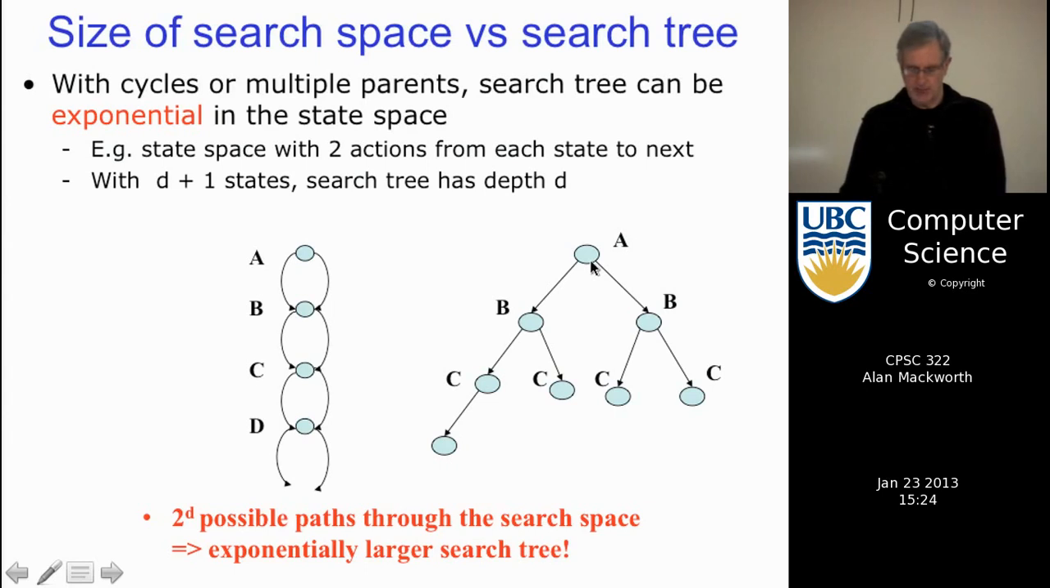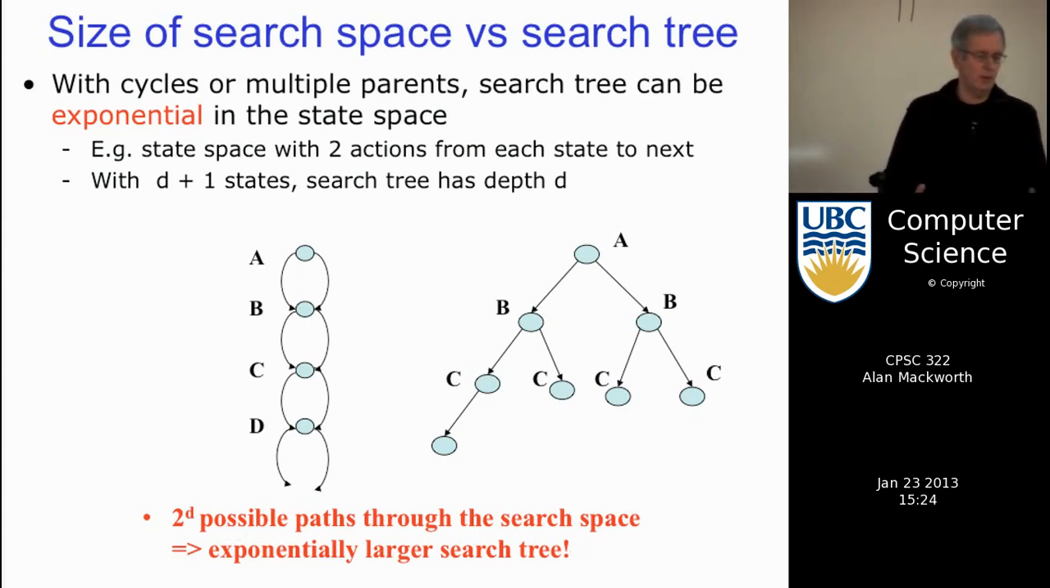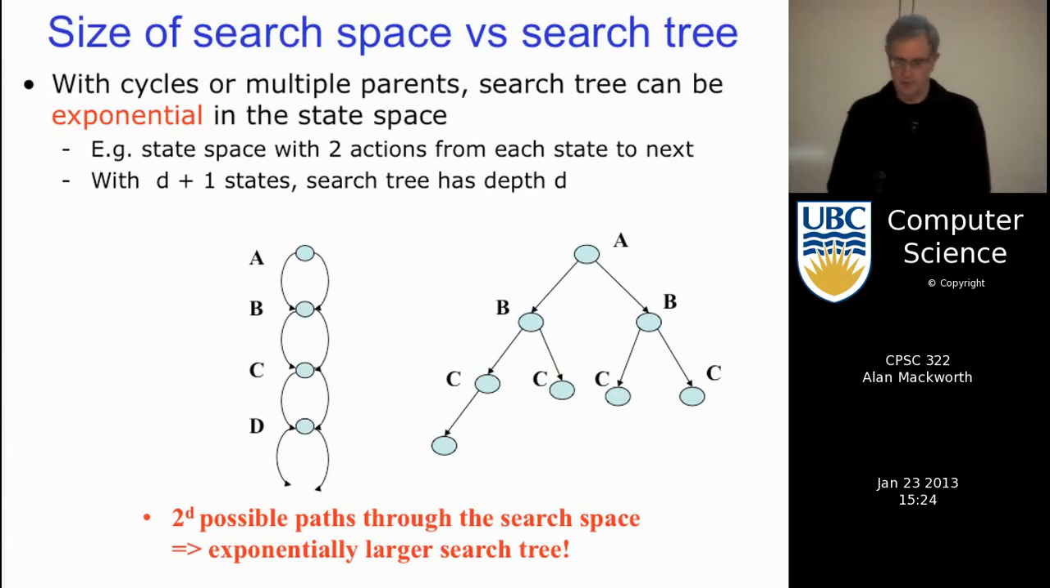Then searching that, you would have 2 ways of getting to B, 2 ways of getting to C, and so on. So even though you have only D nodes here, or D plus 1 states, say, the search tree has depth D, and so there are 2 to the D possible paths through the search space. So there's the exponential blow up in the size of the search tree compared to the original search space.